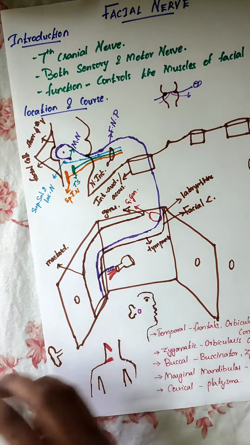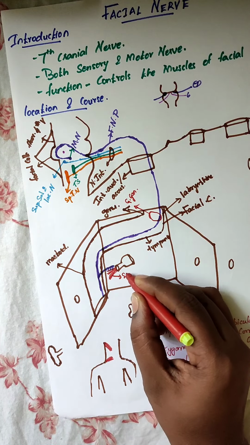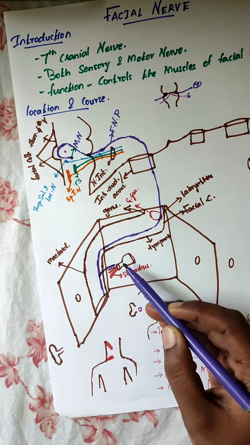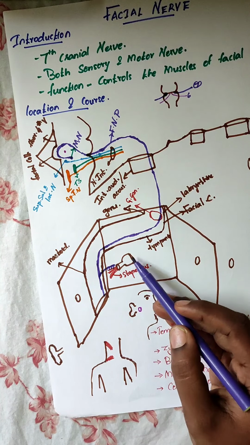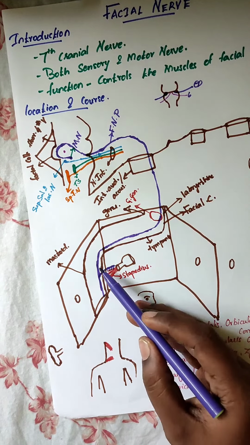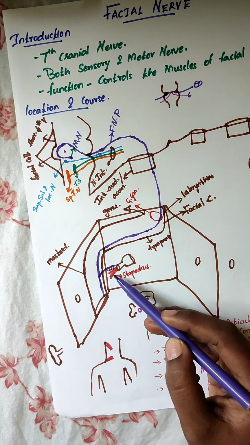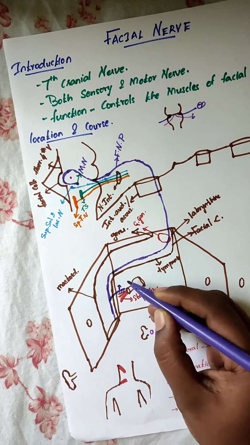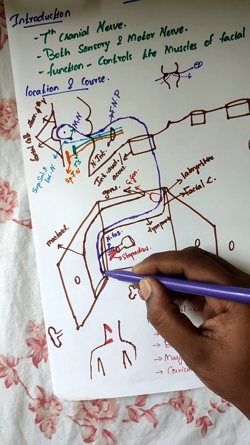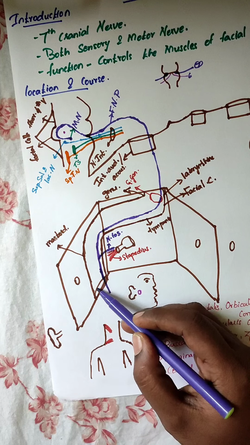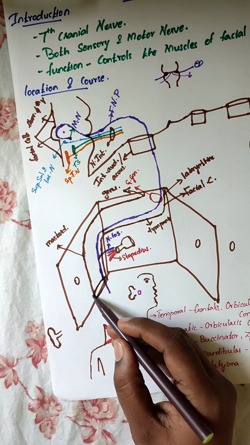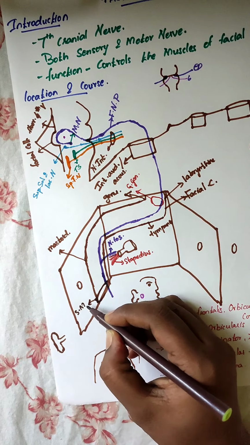So this is the stapedius muscle. The stapedius muscle is attached to the stapes bone. The function of the stapedius muscle is that it stabilizes the stapes bone, and also it controls the excessive movement in response to loud sound. So the motor nerve that supplies the stapedius muscle is known as the nerve to stapedius. And the motor nerve comes out of the facial canal through a foramen known as the stylomastoid foramen.